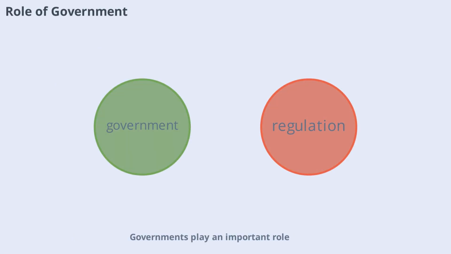Governments play an important role in microeconomics by enforcing property rights, regulating markets, and providing public goods. They also intervene to correct market failures and promote economic stability. Understanding the government's role helps explain why markets don't always operate perfectly on their own.